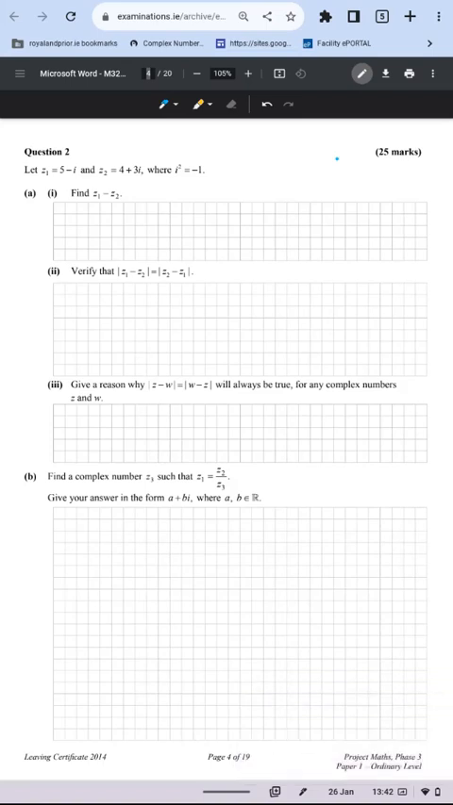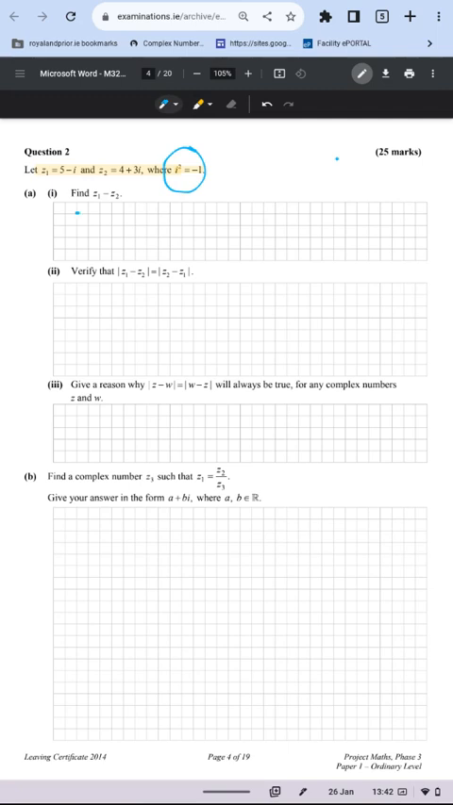Right, folks. So 2014, we'll do a few things here. The first one here, complex numbers. We've got Z1 and Z2 up here. And we can see there, you've got your a squared is equal to -1, a key thing. So the first thing, find Z1 minus Z2.